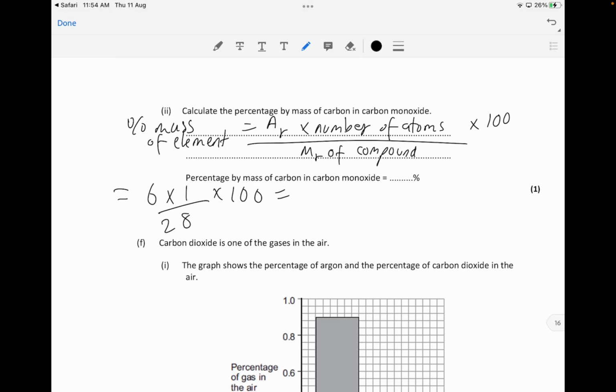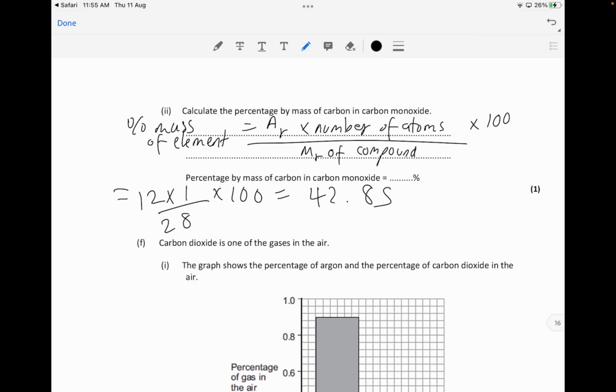So I'm going to use the periodic table, guys. Let me just hold up for a moment. I'm going to check what's the relative atomic mass of carbon. The relative atomic mass of carbon is roughly 12. So if you replace 6 with 12, and multiply 12 times 1 divided by 28 times 100, that should give you the correct value of about 42.85. So the relative atomic mass of carbon is 12.